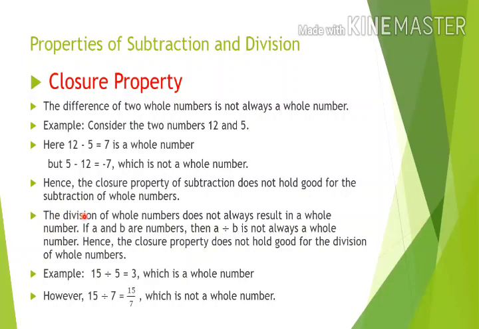Similarly, the division of whole numbers also does not always result in a whole number. For example, if we divide 15 by 5, 15 divided by 5 is equal to 3 and 3 is a whole number. But if we divide 15 by 7, we cannot divide it completely. So we have to write the answer as a fraction, 2 and 1 upon 7 or 15 by 7, and it is not a whole number. Similarly, the other properties, commutative property and associative property also do not satisfy subtraction and division.